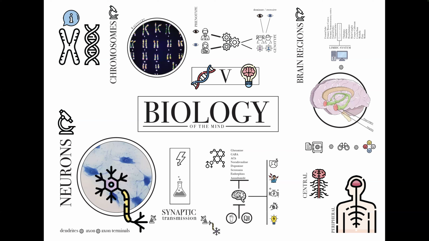Hi, this is Jared, and this is my biology mind map. I've broken the map up into three areas that will circle around. So we've got chromosomes up here, brain regions to the right, and then neurons. So we zoom in here.